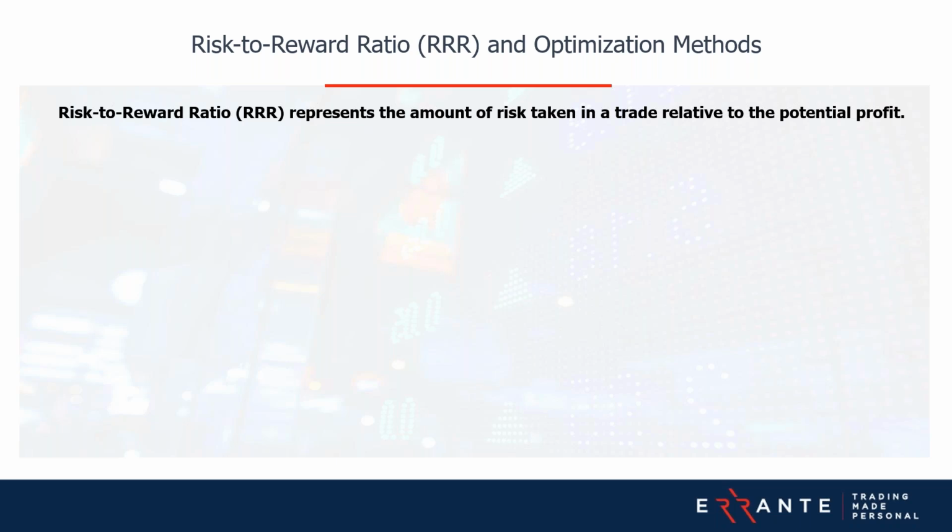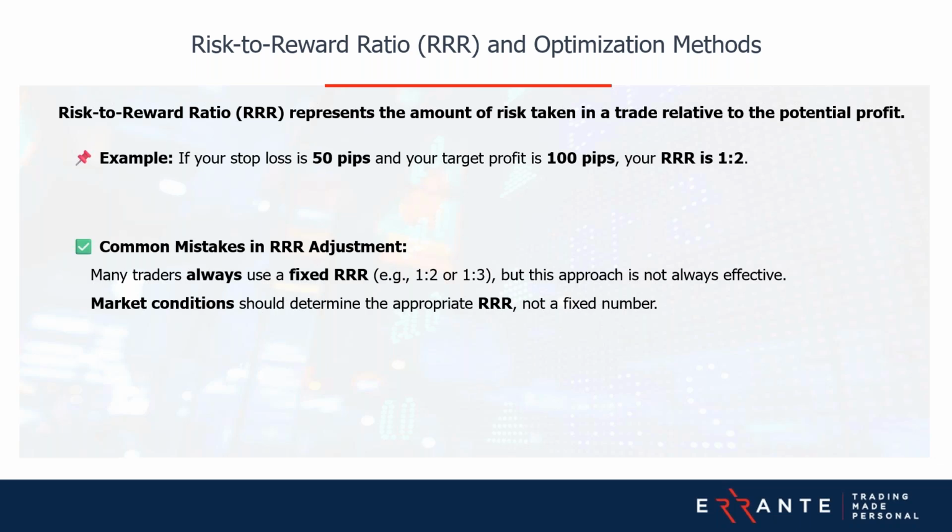RRR measures how much risk you take on a trade compared to the potential reward. Let's say, for example, your stop loss is 50 pips and your target profit is 100 pips. Simply put, your RRR is 1-to-2. This means for every 1 pip you risk, you're aiming to make 2 pips in return. So the formula is very simple, as you see here on my screen: target profit divided by stop loss, the distance from the entry, and it gives you the RRR.